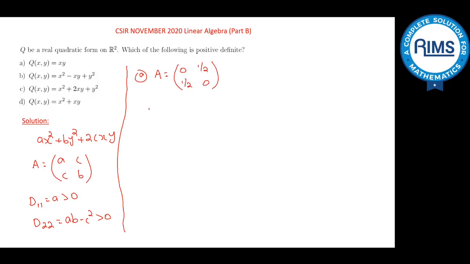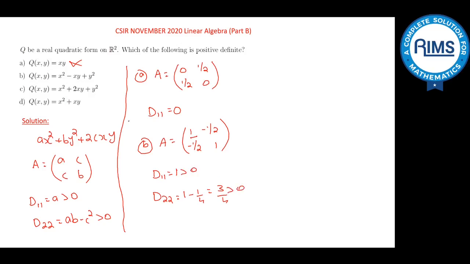Now what is D11? D11 equals 0, which is not greater than 0. Therefore this quadratic form is not positive definite. Now consider option B. What is the matrix corresponding to this option? Capital A equals [1 -1/2; -1/2 1]. Now D11 equals 1 and D22 equals the determinant of this matrix, that is 1 minus 1 by 4, which is equal to 4 minus 1 over 4, that is 3 by 4. Here both the leading principal minors are greater than 0. So this quadratic form is positive definite.